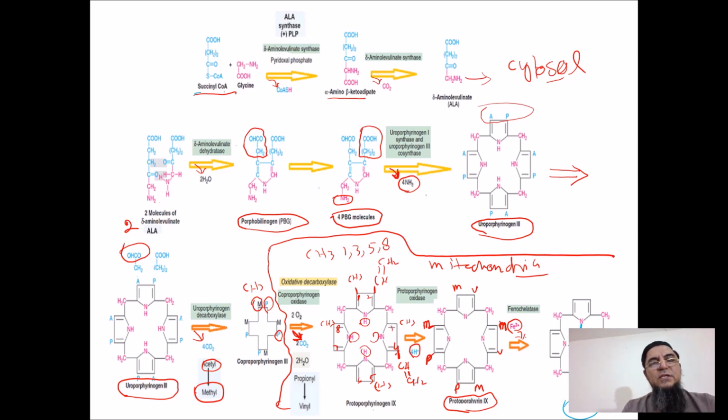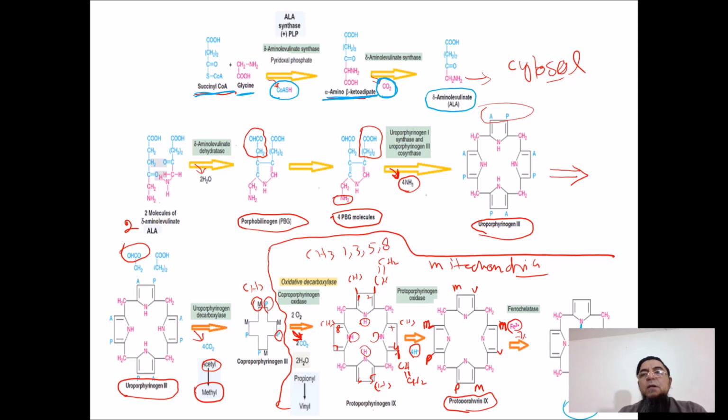So see here, this is succinyl-CoA, which condenses with glycine. CoA will be removed in the first step. The enzyme is ALA synthase, which is a pyridoxal phosphate dependent enzyme. It will convert into alpha amino beta keto adipate, an intermediate compound. Then the same enzyme, ALA synthase, will cause decarboxylation, and then this combination of succinyl-CoA and glycine will convert into aminolevulinic acid.